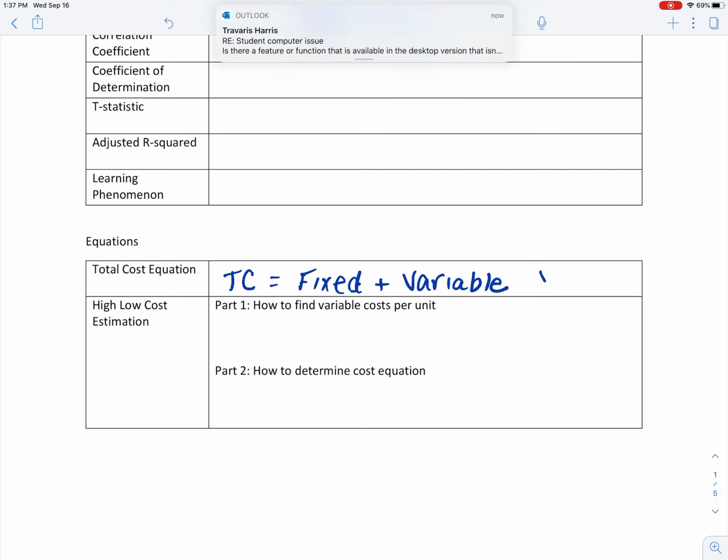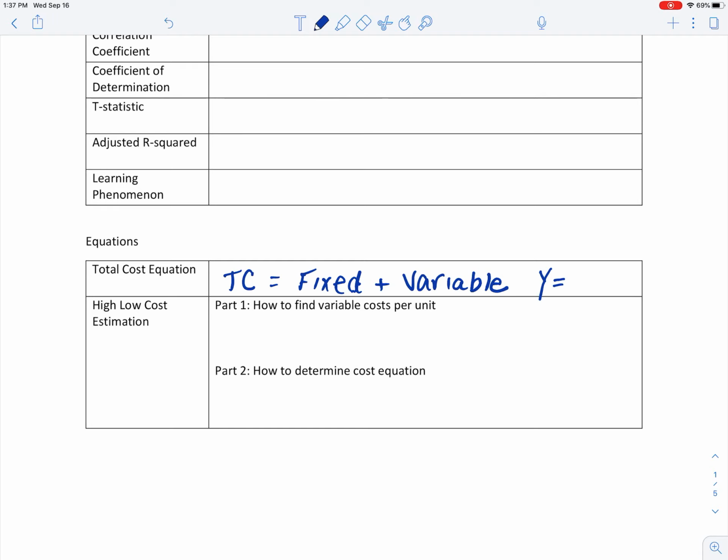equations here. Another way we look at this, especially when we're looking at graphing and slopes, is y equals mx plus b, where this is our variable cost, this is our fixed cost, and that y is our total cost. So keep that in mind. It'll help you through some of these other situations.